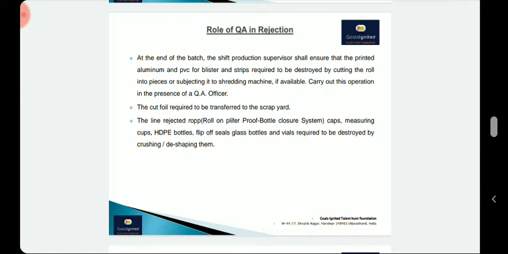So the destruction of the printed packaging material from the warehouse is also required to be maintained. Any fresh material, if rejected due to the printer's mistake, then the printer shall do the sorting of the packaging components, and the sorted good or the rejected lots are required to be destroyed.